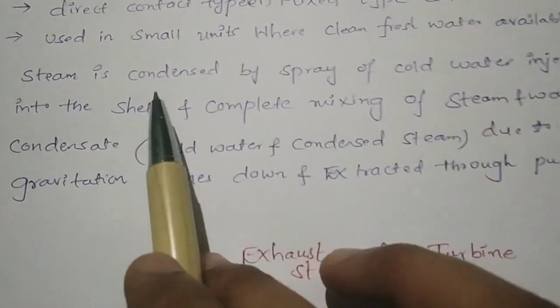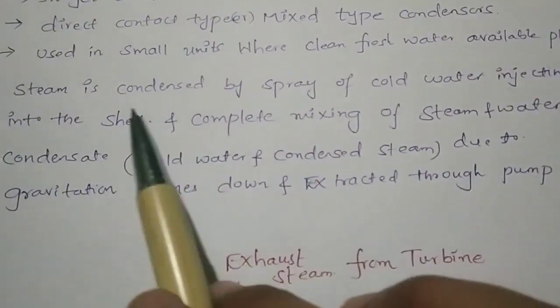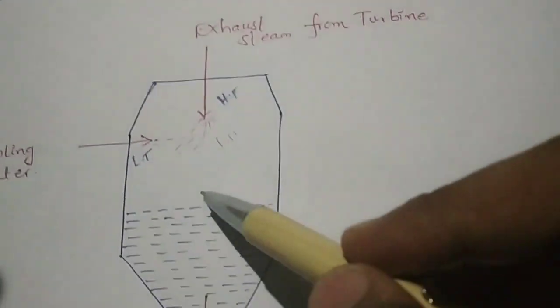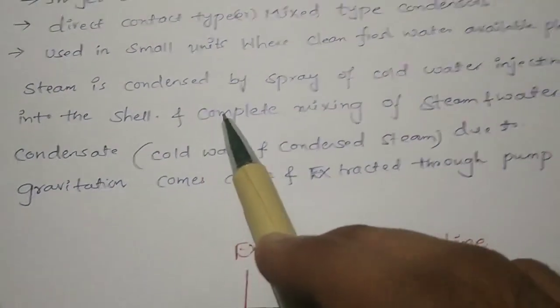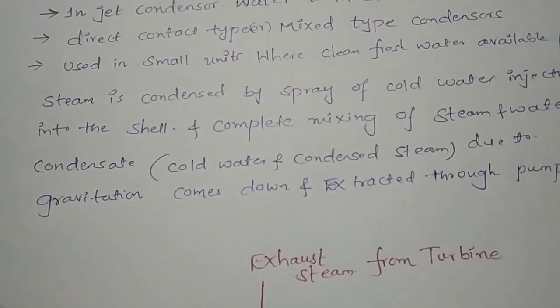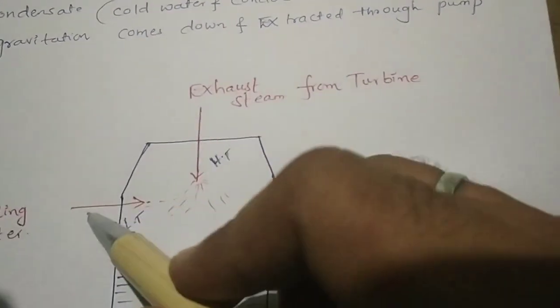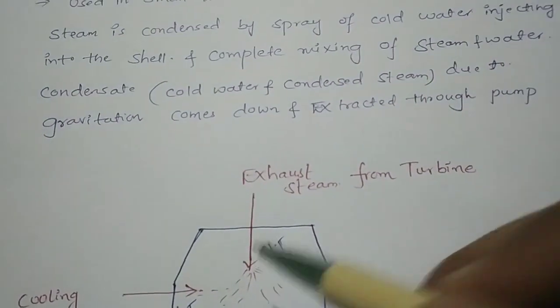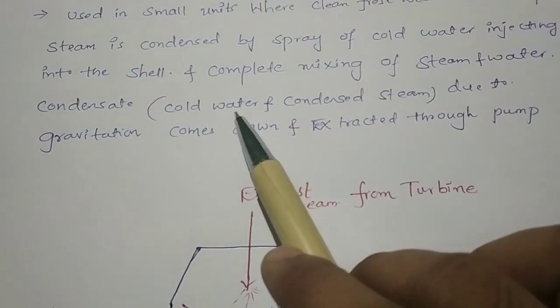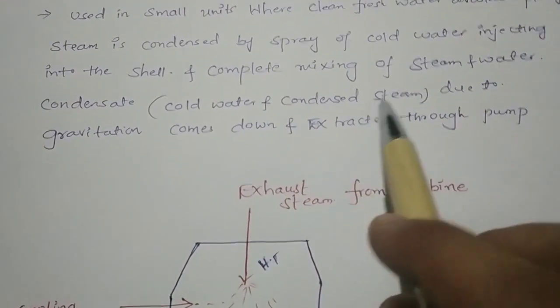See here, steam is condensed by a spray of cold water injecting into the shell, and this is complete. The box is called a shell, and this cold water is injecting, and complete mixing of steam and water takes place here. That is complete mixing of the cooling water and the steam, and that will form a condensate.